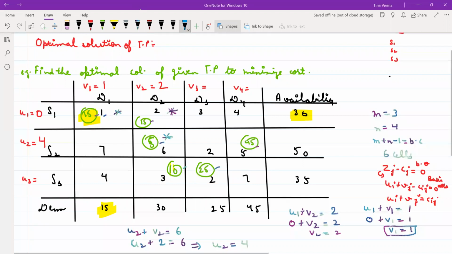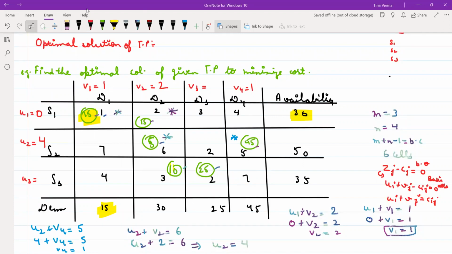Now this is also a basic cell. For this basic cell, you have U2 plus V4 equal to 5. Your U2 is 4, so V4 will be 5 minus 4, that is 1. So V4 comes out to be 1.